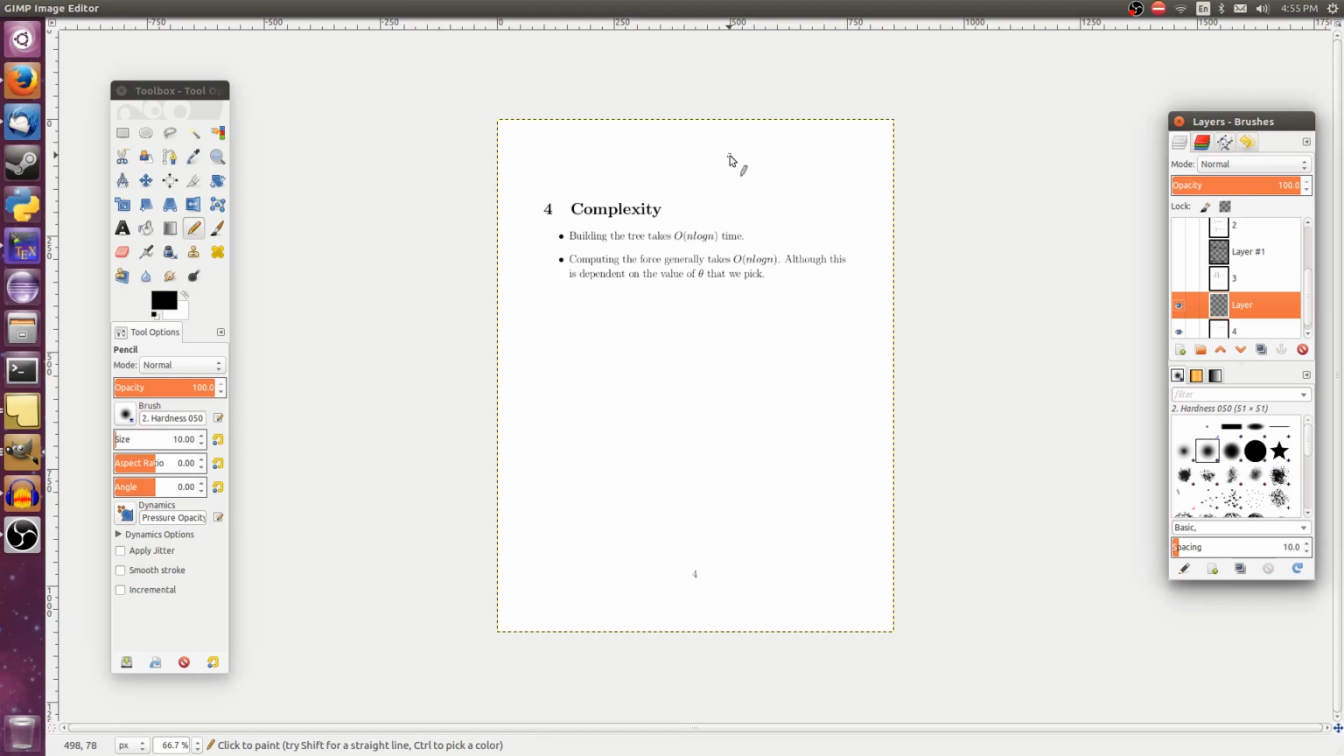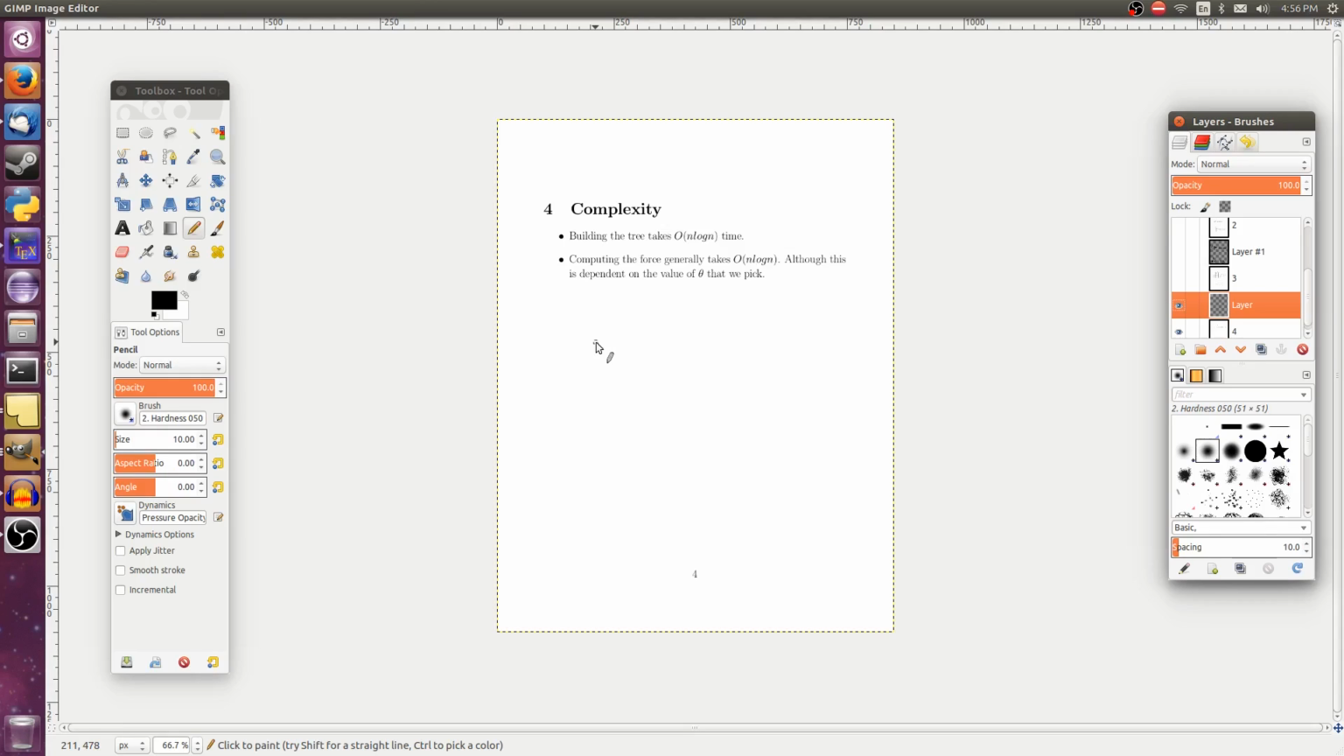So now we're finally at the end. I said for complexity that building the tree is going to take n log n time, because you're inserting n bodies, and since it gets divided into 4 each time, the furthest you can go down the tree is log n. So whenever you build the tree, it's going to be n log n time.